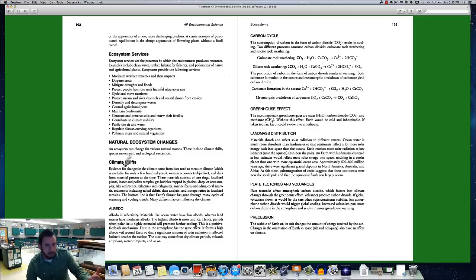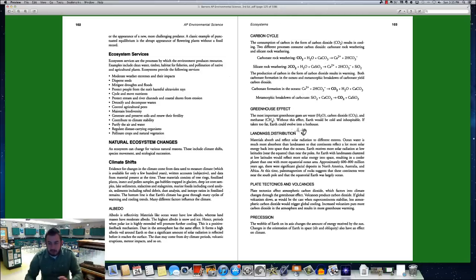Climate shifts, obviously with global warming. Albedo is the reflectivity of a substance. So whereas land has a moderate albedo, ocean has a low albedo, snow and ice have the highest albedo because of the reflectivity of it. The carbon cycle, change in the carbon cycle, which would go with climate shifts. A greenhouse effect, those 3 things tie together, carbon cycle, greenhouse effect, and climate shifts could change the atmosphere and the temperature.